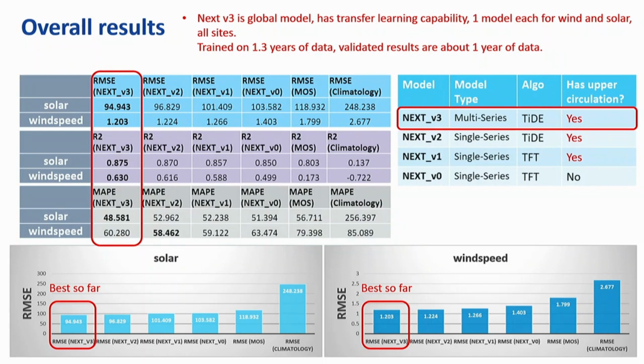We started with transformers, and they took a really long time to train, and we realized we got the same performance out of linear models. That's what a TiDE model is. So we moved to TiDE models, and they're global models, and they do a good job. I know I'm running out of time here, but V3 is the best that we can do, and we benchmarked it versus weather models, which is MOS there, so that's the error of a weather model, and then climatology is what you would usually expect for this time of year.